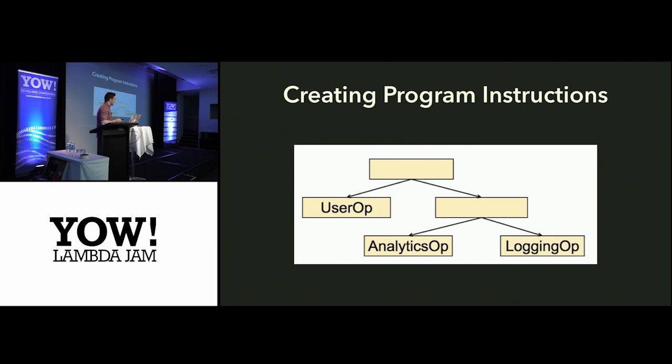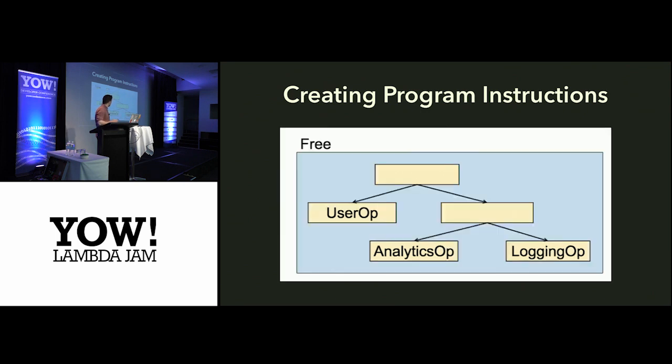So creating the program instructions looks something like this. I've added a third domain, logging, just so that you can see what it actually looks like when there's more than two. And basically this is saying, I go to the left for a user op, otherwise I go to the right, and then I've got another co-product, and then I either go to the left for an analytics operation or to the right for a logging operation.